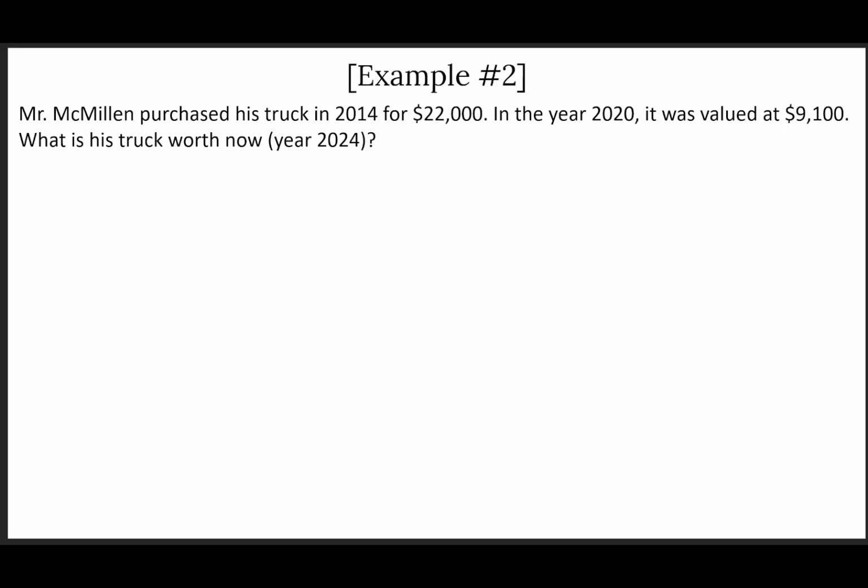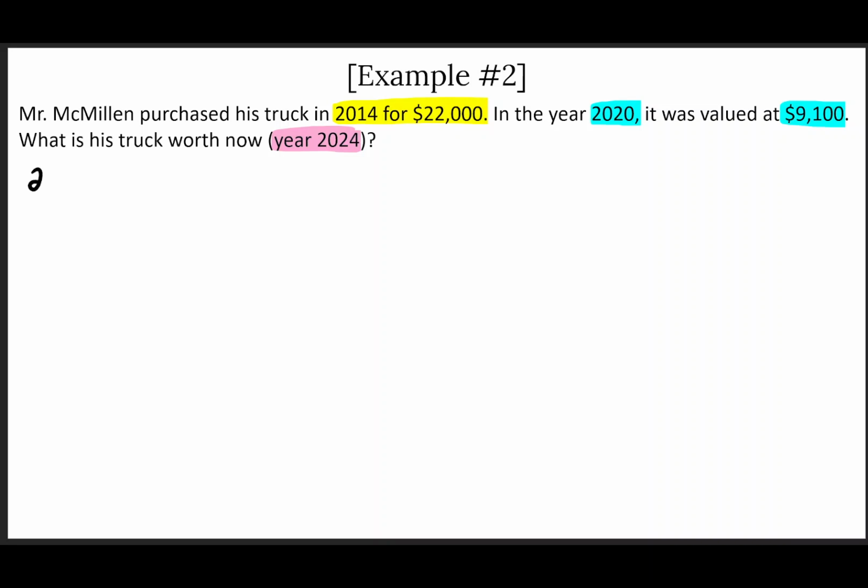Really, to set this question up, we need to organize our information and try to turn it into some x's and y's so that we can build a function like we have done in previous examples. So let's organize some of our information here. We have 3 key points. 2014 was worth $22,000. In the year 2020, it was $9,100. And then now, which would be 2024. How do we turn those into ordered pairs? Well, the yellow one and the blue one for sure basically feel like an ordered pair. The pink one we can deal with in just a second.